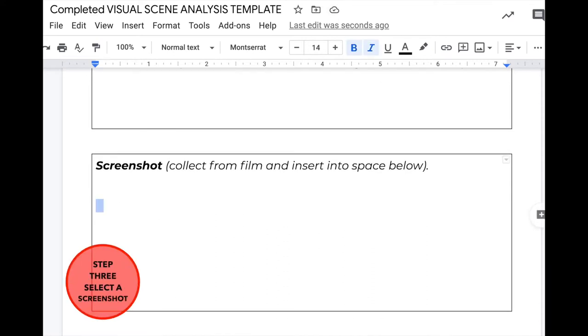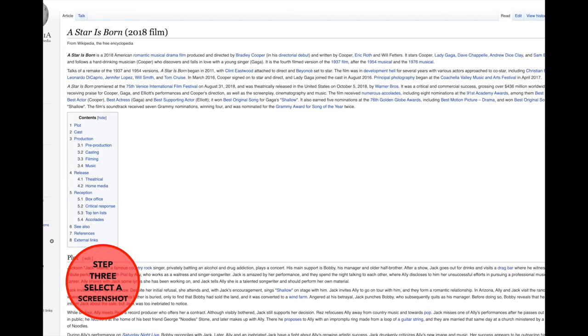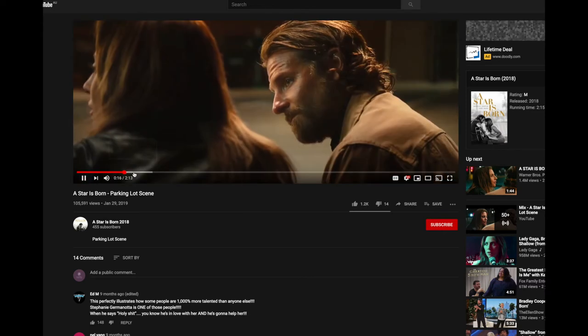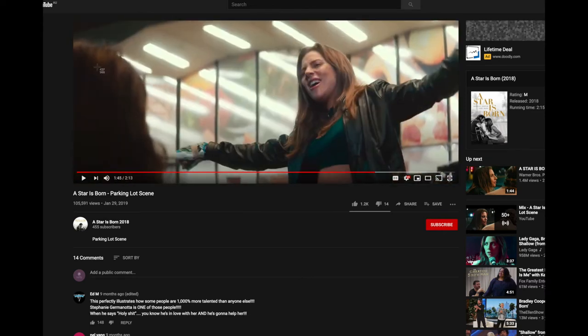Step three, you're now moving into your close scene study. So choose a screenshot to represent the scene that you're going to analyse. I got mine off YouTube. You could use your phone to take a photo.